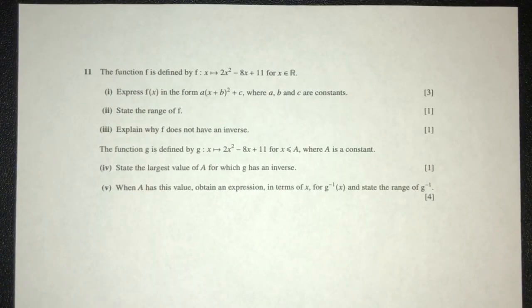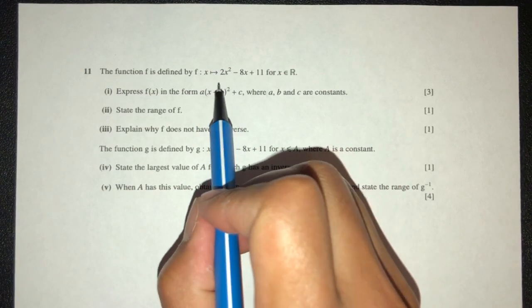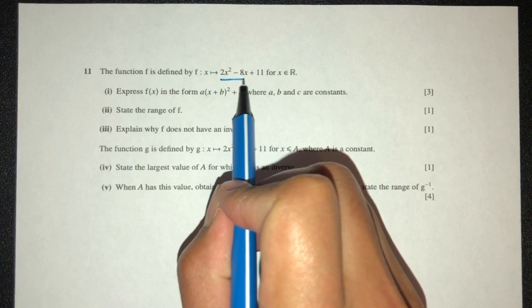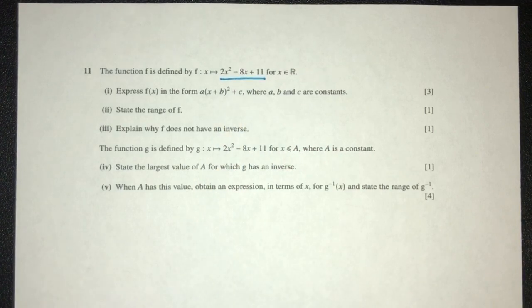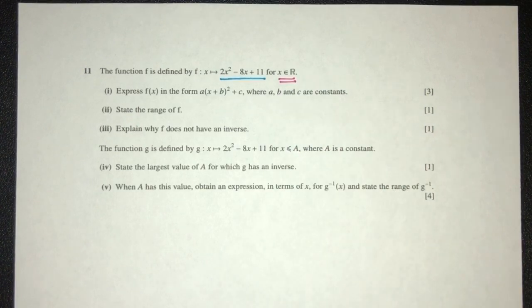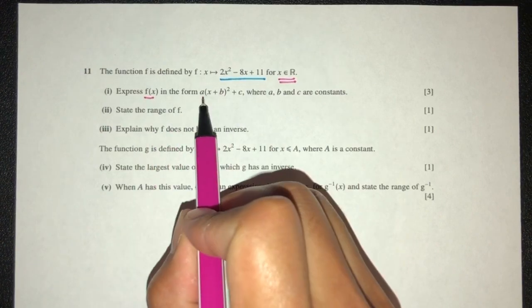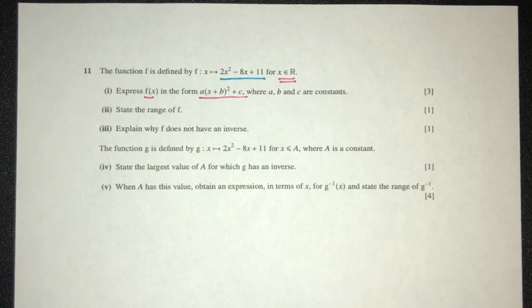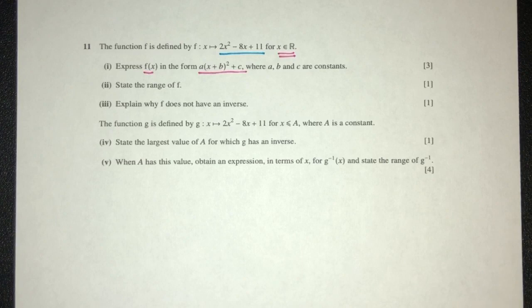Now the next question is, the function f is defined by f of x is equal to this one, right? That is the function f of x. Now x can take any real values. Okay, x can take any values. Now part 1, we have to express f of x in this form. So we have to complete the square. Now again, there's many methods of doing that. I have my own preference. I hope you guys can follow through.